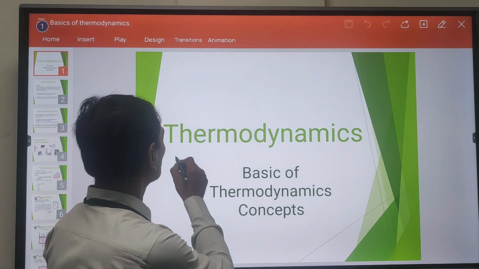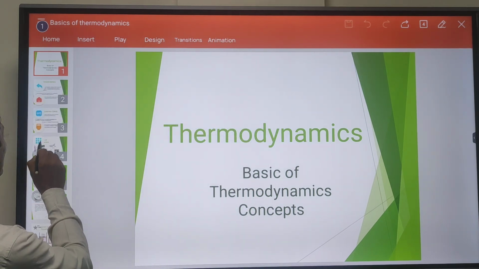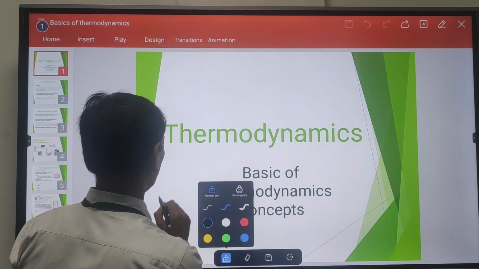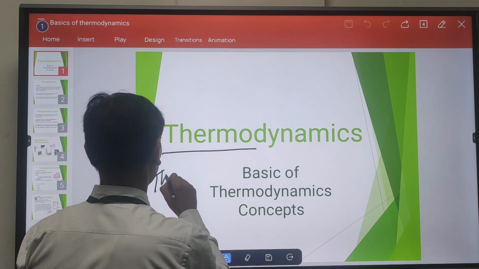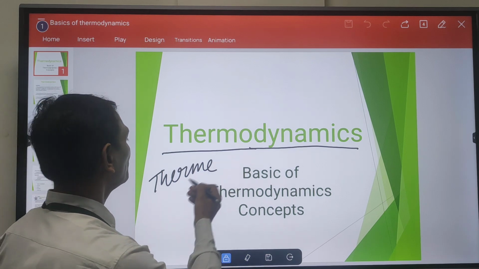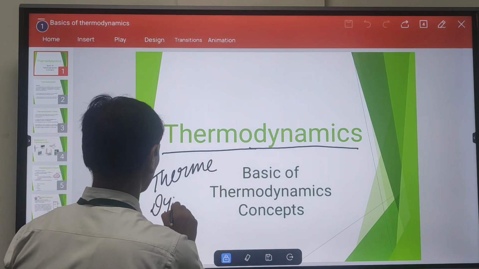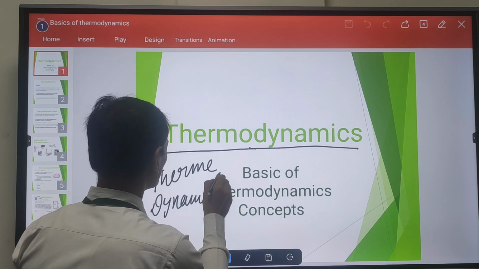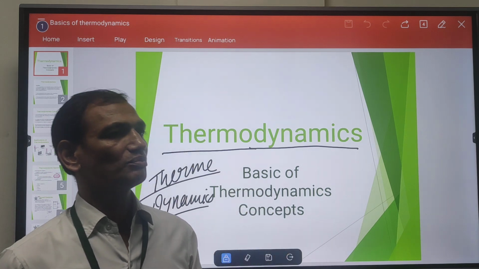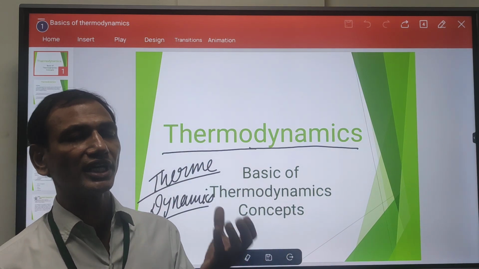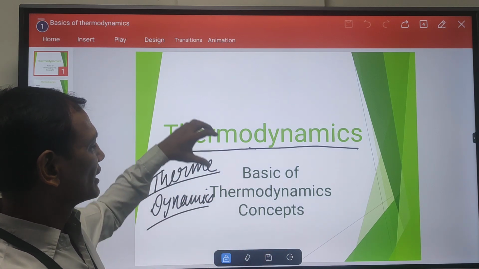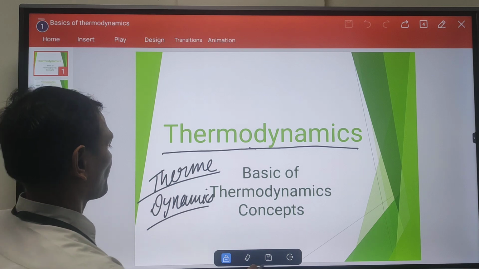Now, thermodynamics. Thermodynamics is derived from the Greek words therme and dynamics. Therme means heat, dynamics means motion. So what will be the direction of motion, and how much heat is transferred from one medium to another medium? All this we will discuss under the subject of thermodynamics.